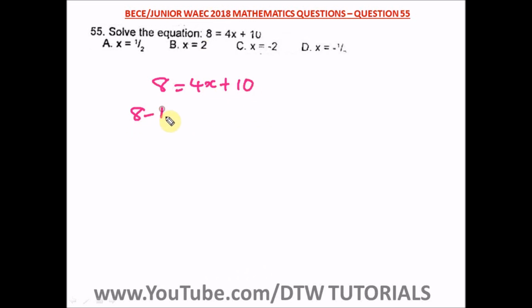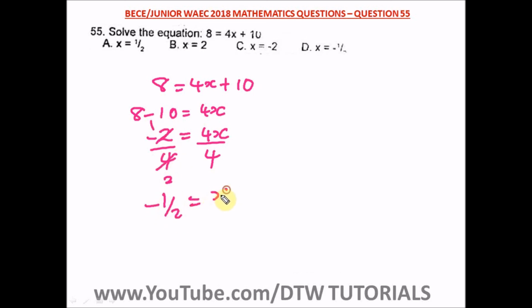So we have 8 minus 10 is equal to 4x. And what is 8 minus 10? That will give us minus 2 equal to 4x. Divide both sides by 4. So we have minus 1 over 2 is equal to x. This 4 will cancel out this 4.